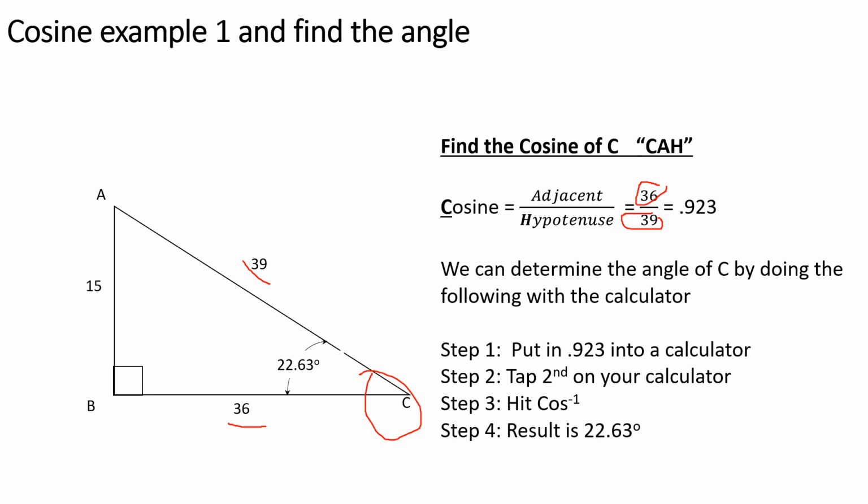36 divided by 39 equals, oh, I messed up here. Try this again. 36 divided by 39 equals 0.923. I'm going to go to the second here. Cosine -1. I get 22.62 here. And I put 24.63 down here, but for all practical terms, it is the same angle, 22.6 degrees.